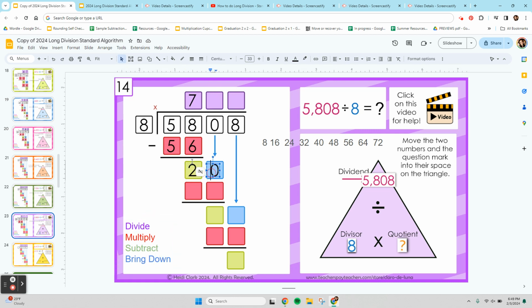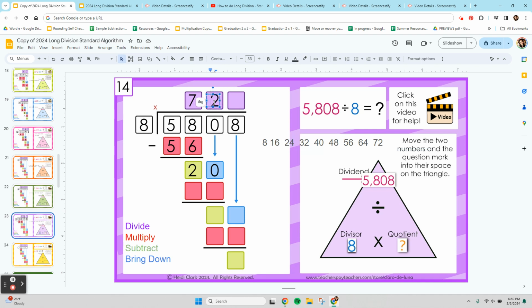So we're going to do 20 divided by 8. So pause the video and see how many times 8 can fit into 20. The answer is 2, because you can skip count your 8s 1, 2 times before you go over. That's too far. All right, 2 times.